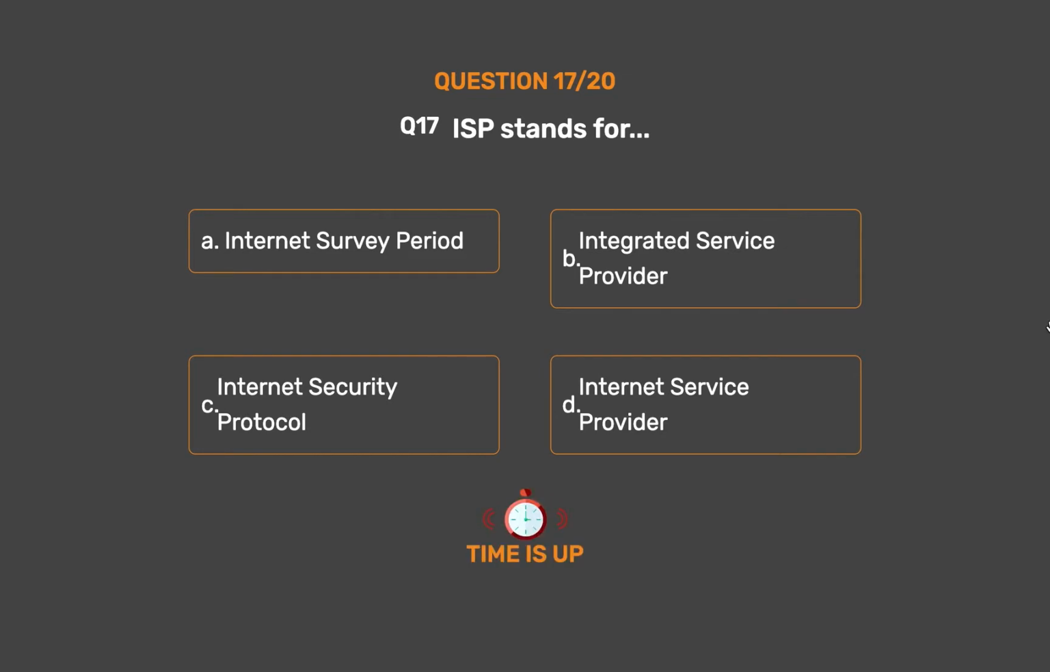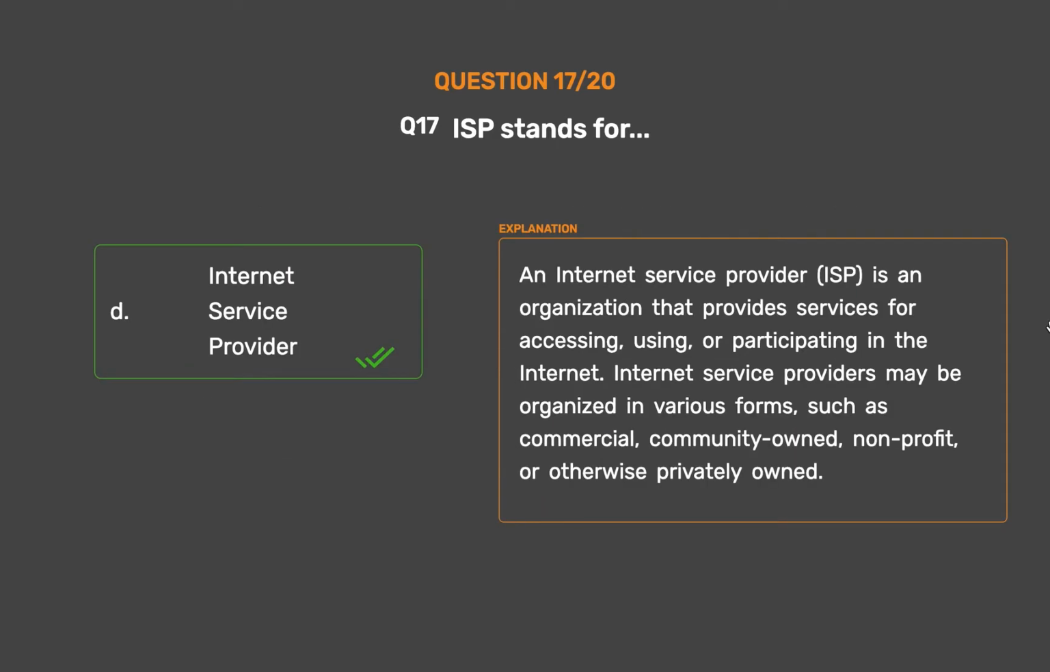The correct answer is Option D. Internet Service Provider. An Internet Service Provider, ISP, is an organization that provides services for accessing, using, or participating in the Internet. Internet service providers may be organized in various forms, such as commercial, community-owned, non-profit, or otherwise privately owned.